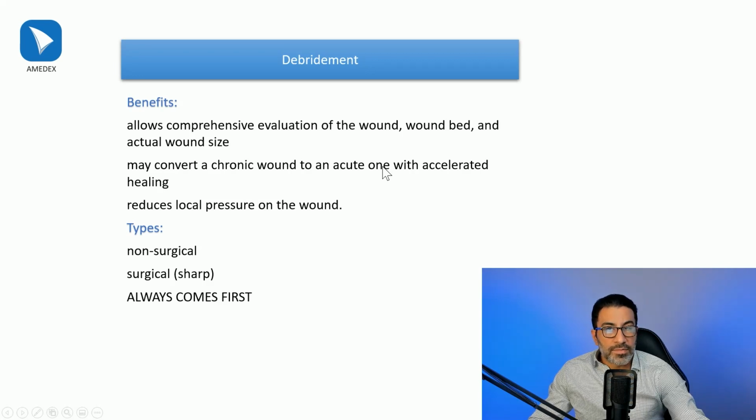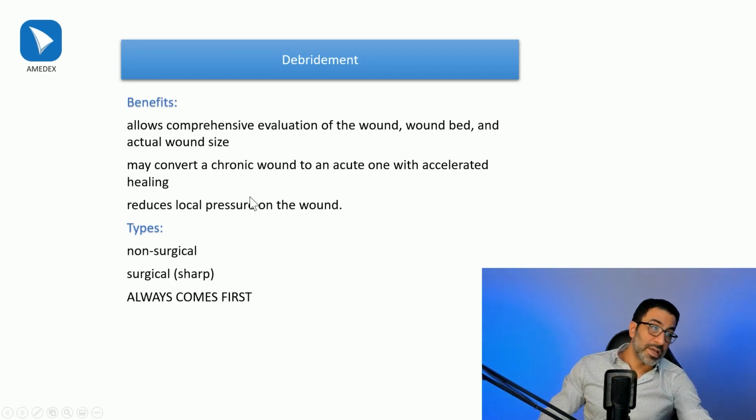You know, sometimes it happens in medicine. We want to turn a chronic condition into an acute condition where the body can take care of that better. And it also reduces local pressure on the wounds, which is a great thing for diabetic foot.